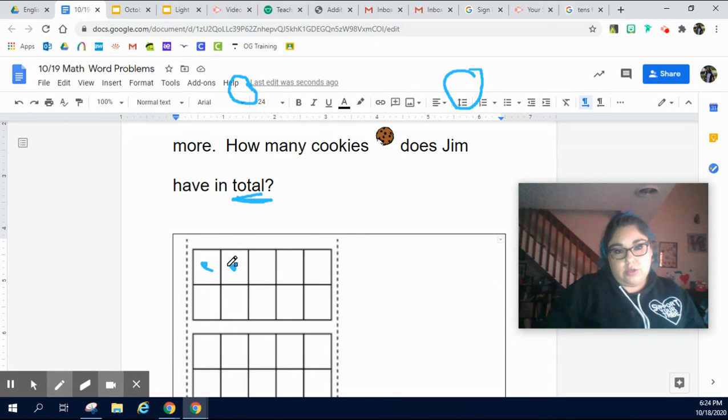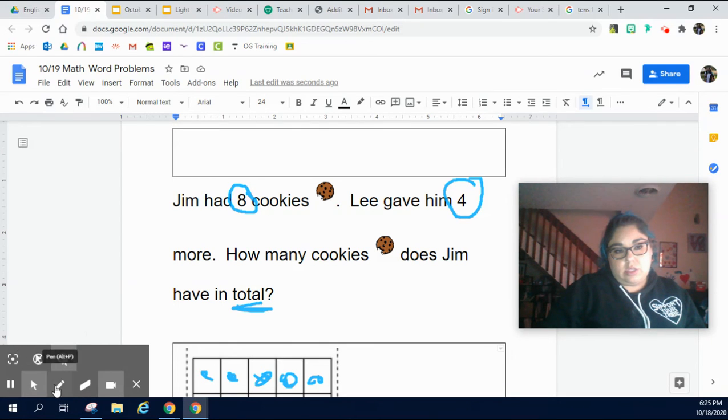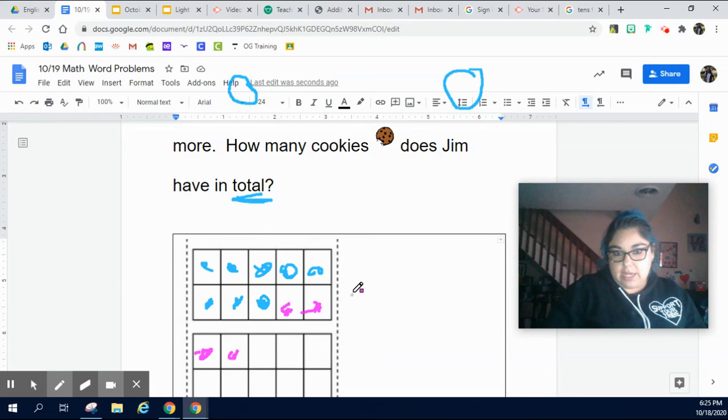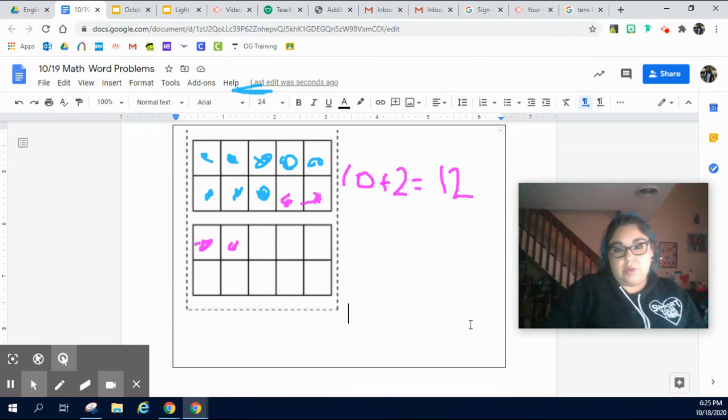1, 2, 3, 4, 5, 6, 7, 8. Now my next number is Lee's number, correct? Lee gave him 4. So I'm going to change my colors, and I'm going to do 4 more. 1, 2, 3, 4. Well, we know a full one is 10. So 10 plus 2 more equals 12. Okay, so 10 plus 2 equals 12.